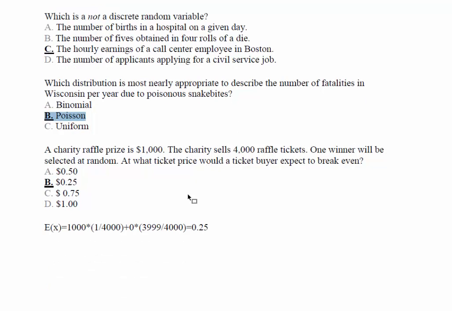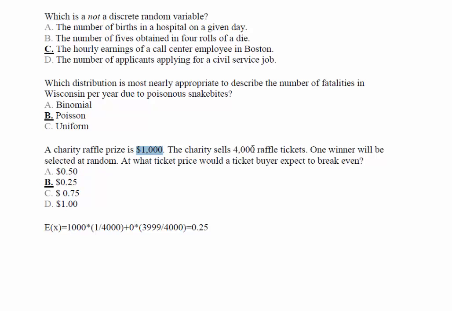Next question. A charity raffle prize is $1,000. The charity sells 4,000 raffle tickets. One winner will be selected at random. At what ticket price would the ticket buyer expect to break even? This is the expected value calculation, right? So what do you expect if you buy a raffle ticket? What's your chance of getting the raffle prize of $1,000?